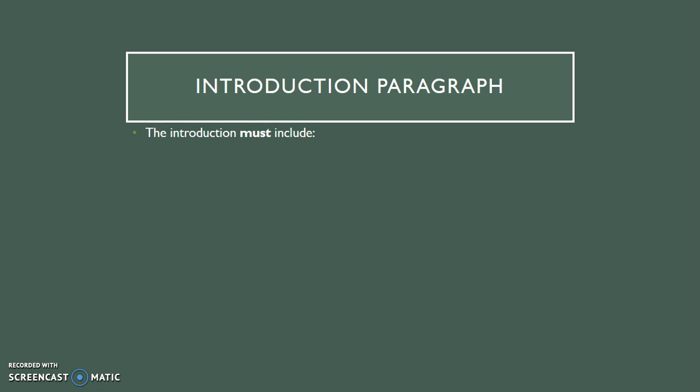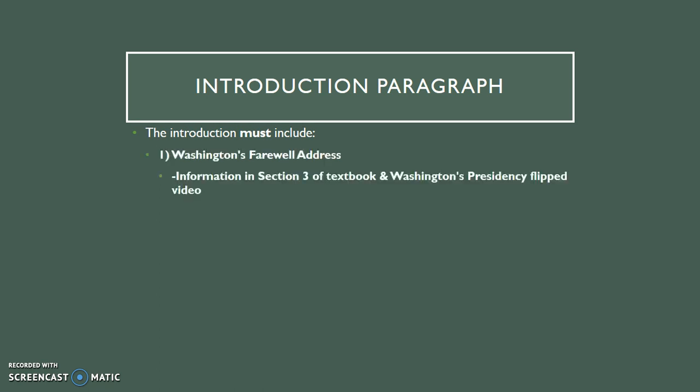To help you form an idea of what needs to be included in this paper's introduction, I'm going to give you five things that you should have in it. The first one is Washington's farewell address. This is a good lead into the paper because he gives us that warning about the political parties. So in some way you have to interweave Washington's farewell address in there. If you forget what that is or need more information on it, that's going to be in section 3 of your textbook and the Washington's presidency flipped video.